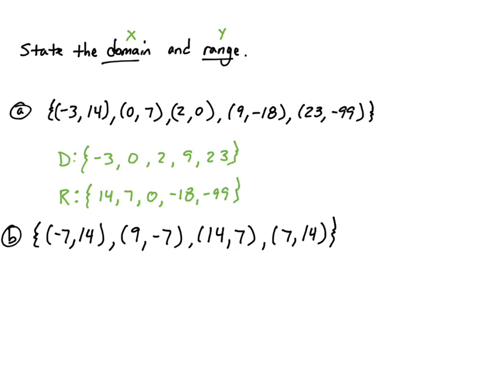We'll do the same thing in question B. We're just going to list out our domain and range values again. So domain is the x values, so we're just listing them out. -7, 9, 14, and 7. For range, we'll list these values out. 14, -7, 7, and 14. Notice here that 14 repeats, so we actually do not have to repeat it in our list. Since it's already here, we only list it once.